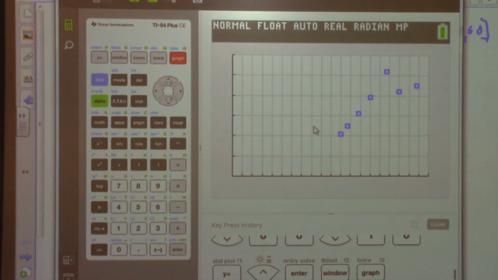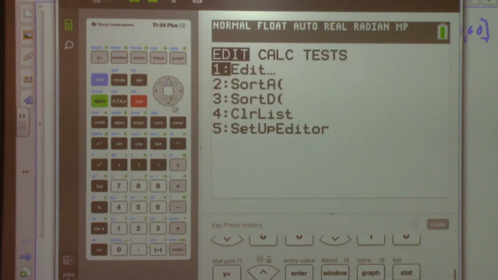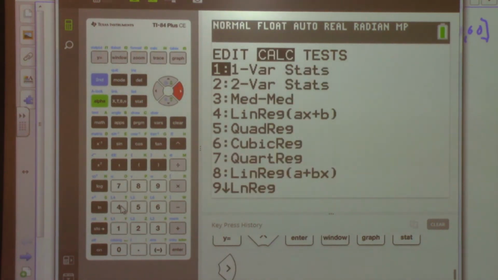Yes. Now, instead of doing yesterday like we did, remember we drew that line through there and used it to predict? Now we're going to get the calculator to predict the line. Where are we going to go to get the calculator to find the line for us? Stat. Calculate. Stat Calc 4. Okay? Stat Calc 4.